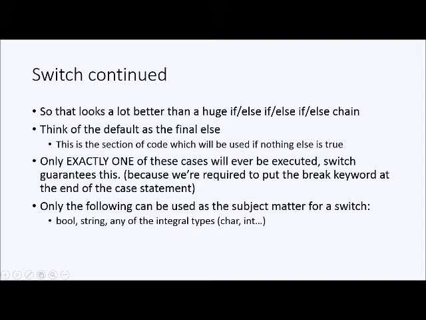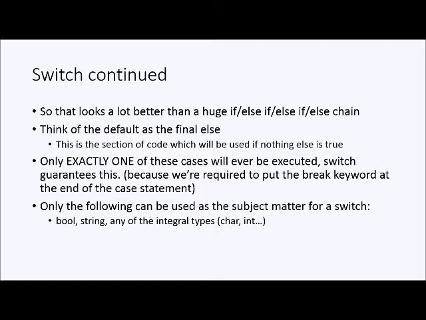So you can't use custom objects inside of switches. However, you can use bools, strings, and any of the integral types of C#, for example, char and int. So that means that we're allowed to use bool, we're allowed to use char, we're allowed to use int.